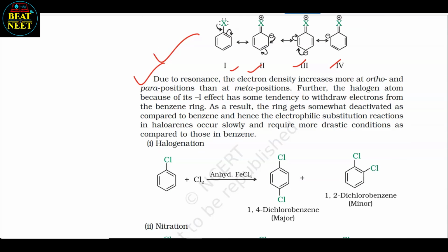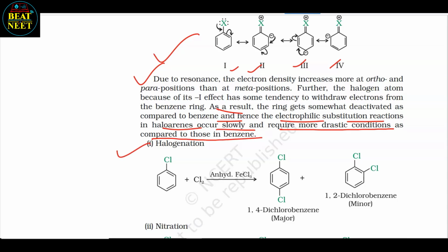Further, the halogen atom, because of its minus inductive effect, has some tendency to withdraw electrons from the benzene ring. As a result, the ring gets somewhat deactivated as compared to benzene, and hence the electrophilic substitution reaction in haloarenes occurs slowly and requires more drastic conditions as compared to those in benzene.